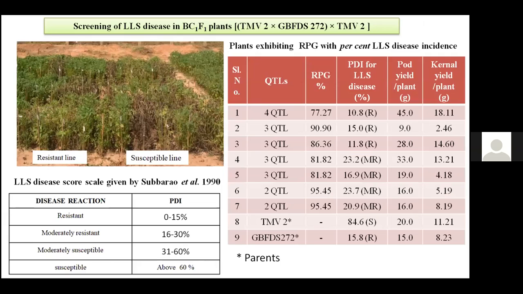We analyzed disease scoring according to Subbarao et al., 1990. In this table, plants exhibiting recurrent parent genome recovery are shown with their disease score and their recurrent parent genome recovery. We identified 2, 3 and 4 QTLs along with the disease reaction. So we found resistant to moderately resistant plants based on their performance relative to their parents TMV2 and GBFDS.